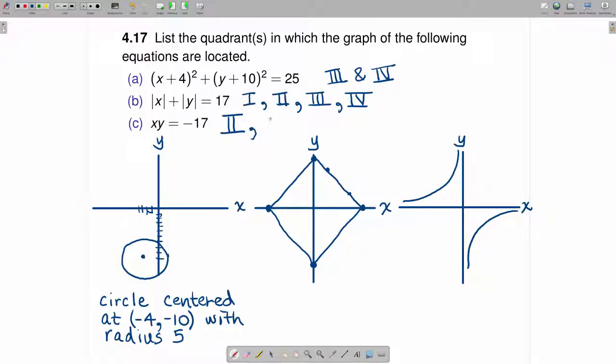Again, in all three of these cases, what you want to do is graph the equations, and you do that by graphing a bunch of test points, and you get the various shapes, and then you determine which quadrants they're in.